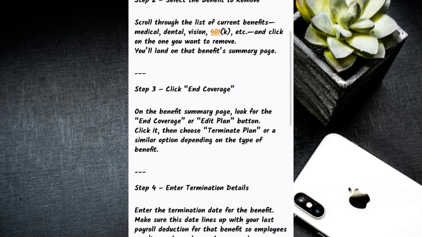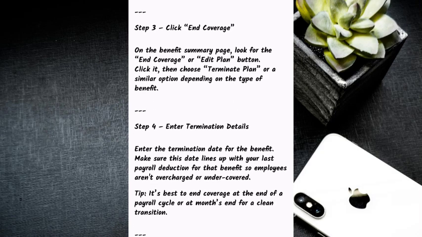Step 4, enter termination details. Now you're going to enter the termination date for the benefits, and make sure this date lines up with your last payroll deduction for that benefits, so that employees aren't overcharged or undercovered. Now a pro tip is it's best to end coverage at the end of a payroll cycle or at month end for a clean transition.